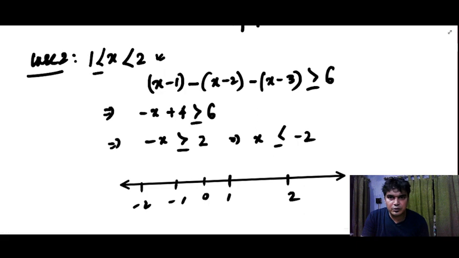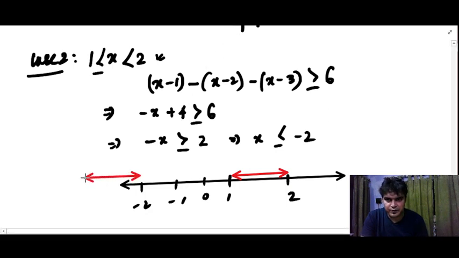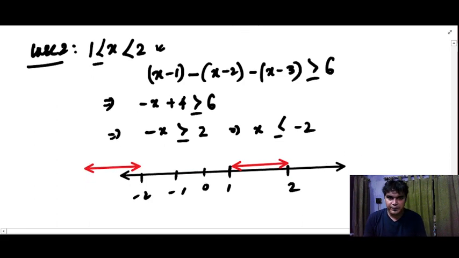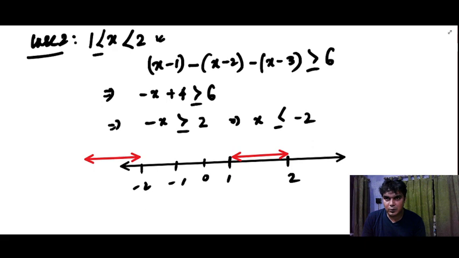Anyway, from the inequality where we started, x lies between 1 and 2. So it's like this, x lies between 1 and 2. Now after solving the inequality, we are getting x is less than or equal to minus 2, that means this portion. Do they have any common points? No, they don't have any common points, right? So as they don't have any common points, the solution set for this particular part, S2, will be equal to the null set.